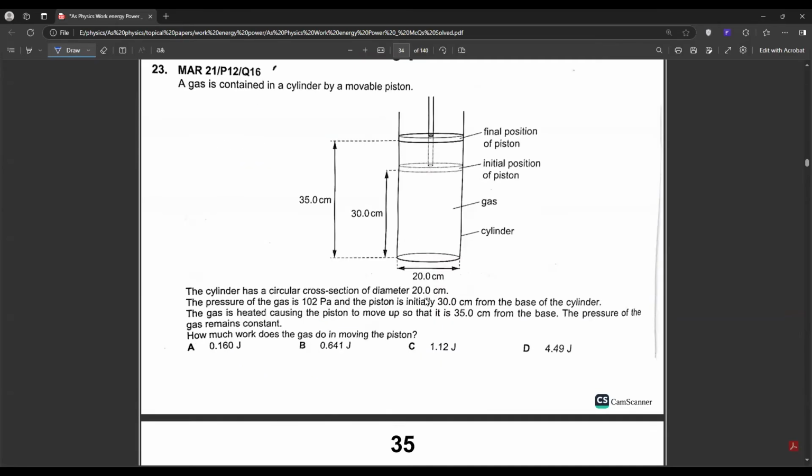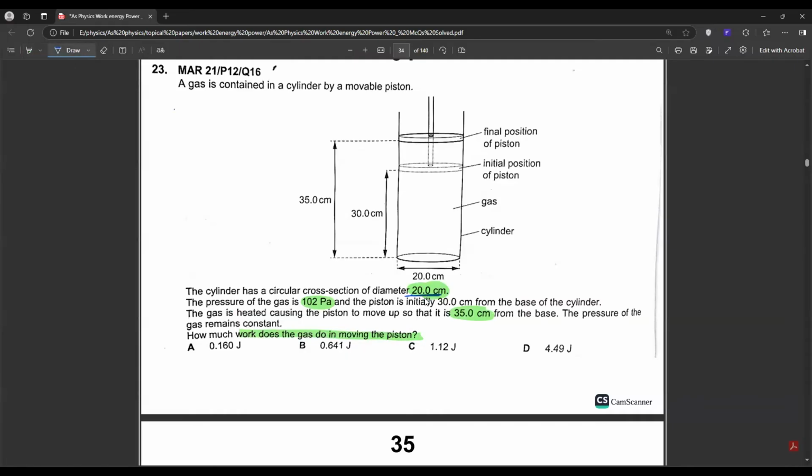Okay, let's see this. A gas is contained in a cylinder by a movable piston. The cylinder has a cross section of diameter 20 centimeter. So this is your diameter. The pressure on the gas is 102 pascal and the piston is initially at 30 centimeter from the base. The gas is heated, causing the piston to move up so that it is 35 centimeter from the base. The pressure of the gas remains constant. How much work does the gas do in moving the piston?